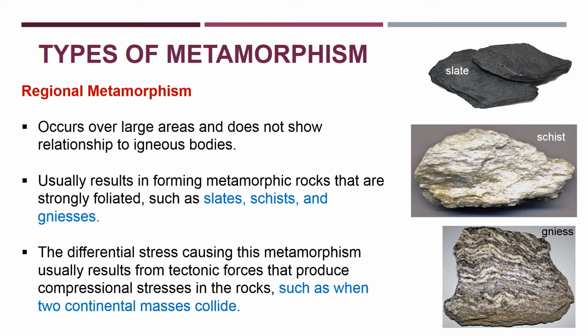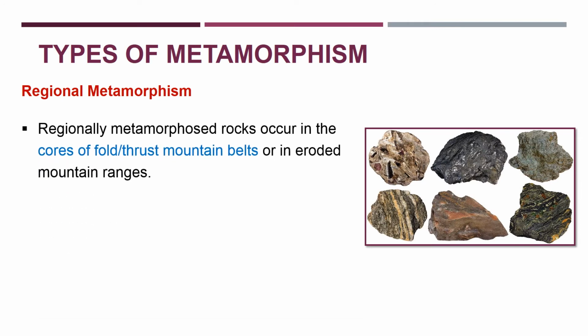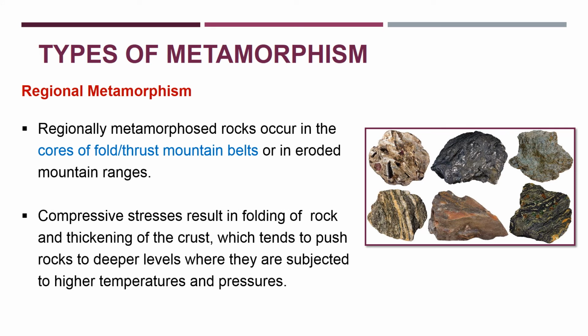The differential stress causing this metamorphism usually results from tectonic forces. Here it is not contact metamorphism. Here the factor is tectonic forces that produce compressional stress, for example when two continental masses collide. Regionally metamorphosed rocks occur in the core of fold and thrust mountain belts or eroded mountain ranges. These are some pictures of metamorphic rocks.